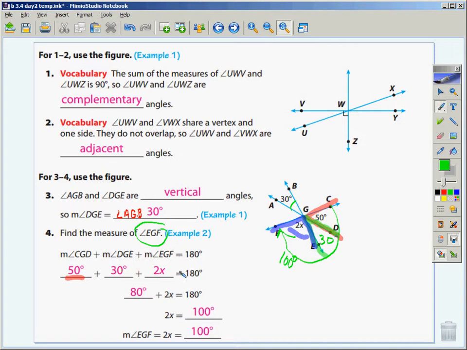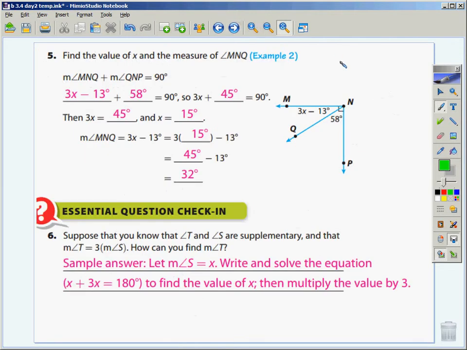Any others from the first page we need to go over? There's 5 and 6. And again, notice that 6 says that it's a what? It's a sample answer. There's more than one way to answer that. If you've got a question about the way you've worded it, I'll gladly look at them individually.